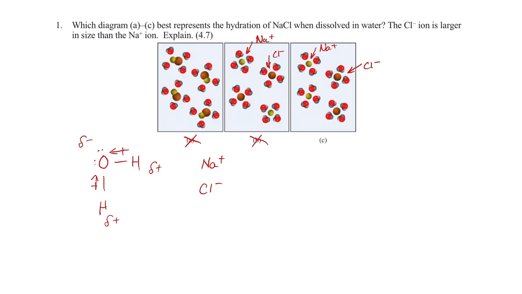That doesn't work. So our correct answer is choice C, which identifies the sodium ions as being surrounded by the oxygen side of water, and the chloride ions are surrounded by the hydrogen side of water.